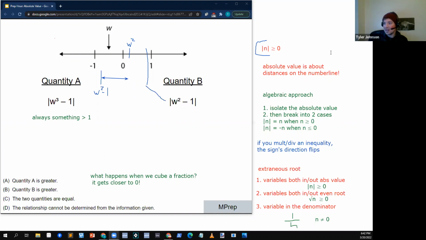So again, quantity B is always a fraction between 0 and 1. Quantity A, nothing's changed there. It's always got to be something bigger than 1 itself. So that makes quantity A the bigger of these two.